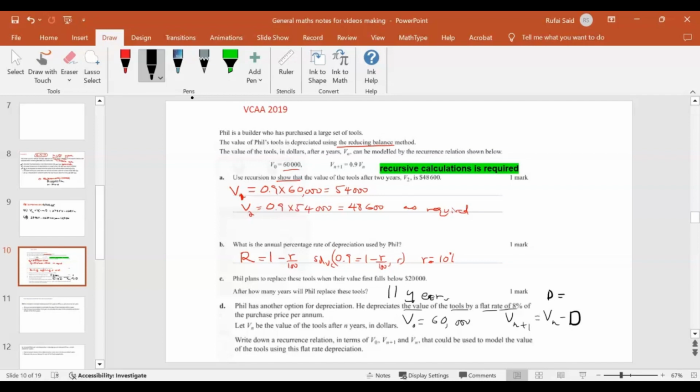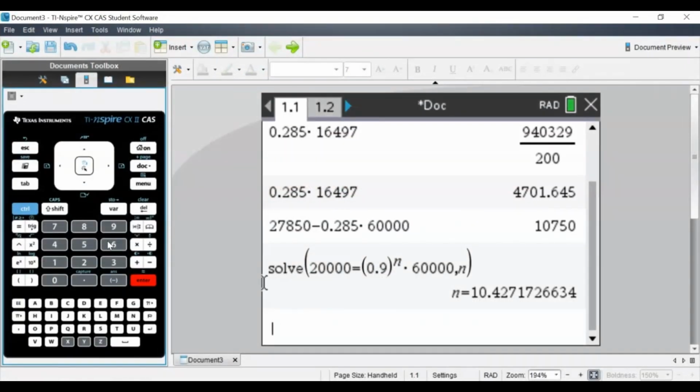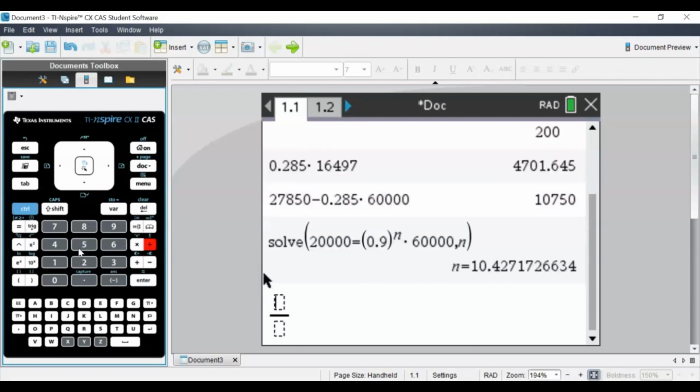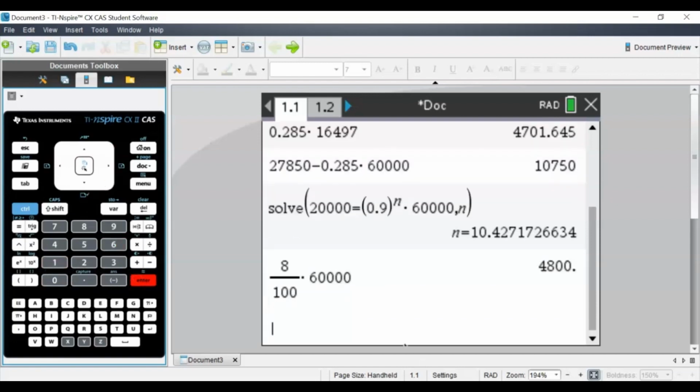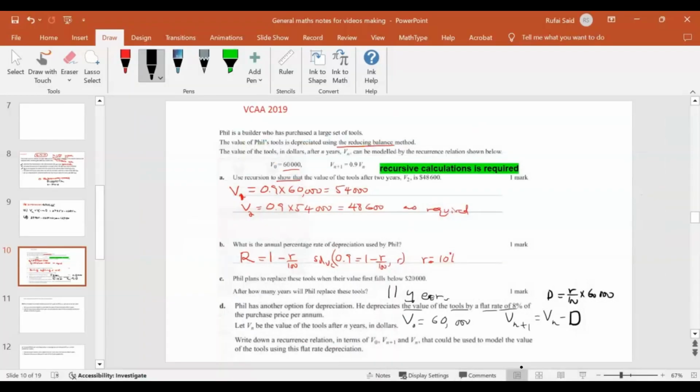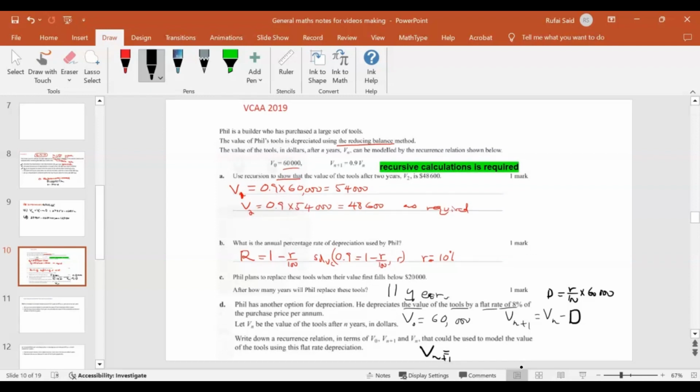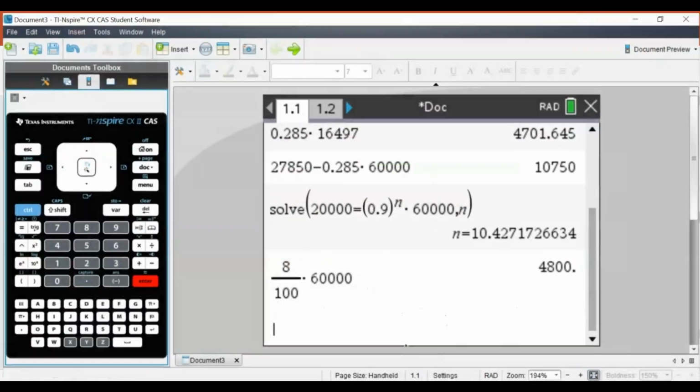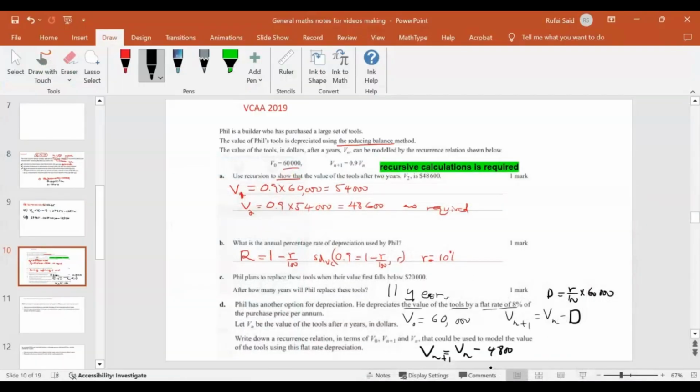So we're going to use R over 100 times the V naught, which in this case, our R value is 8%, times the V naught, which is 60,000. So that's 4,800. So here Vn will be whatever the initial cost was, minus 4,800, and that's what it was. All right, that's the end for unit cost depreciation.